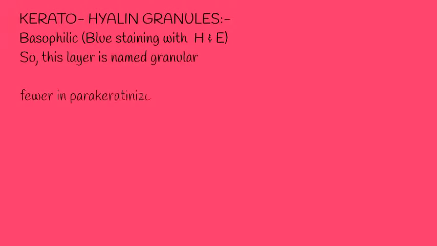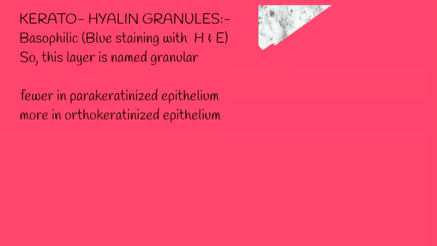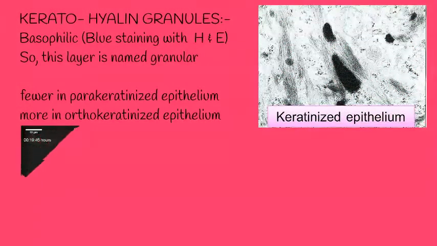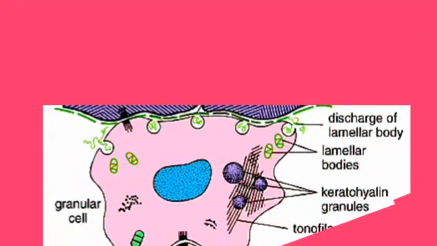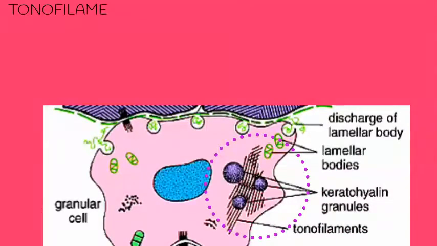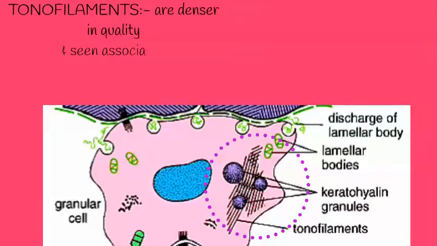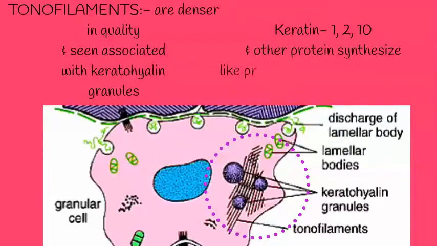Cells contain basophilic, electron-dense keratohyalin granules, which give the surface a grainy appearance. In this picture you can see the granules. They are irregular in shape and also associated with tonofilaments. Keratin 1, 2, 10, and several other proteins are synthesized, like profilaggrin, involucrin, and loricrin.